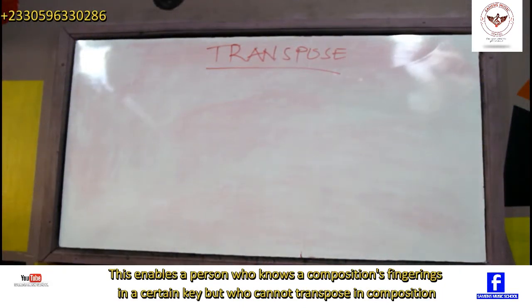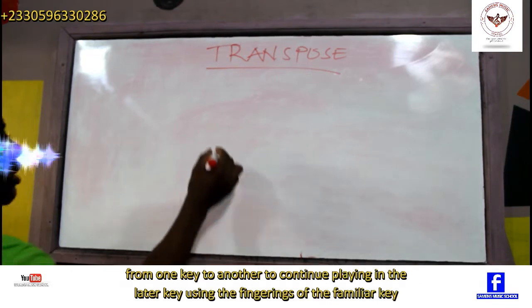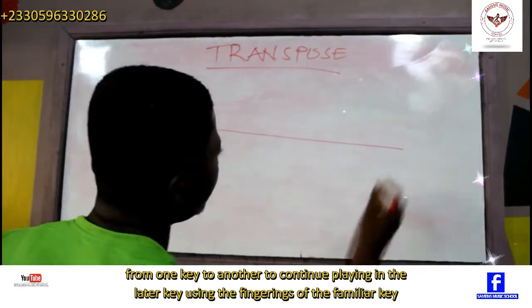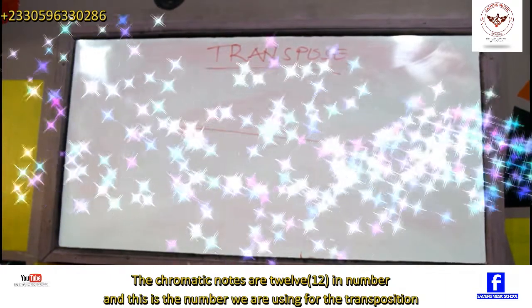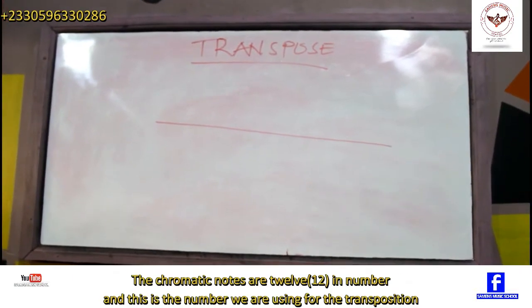So let's start. Today I'm going to do all my illustrations with a normal thing that you already know of. That's the number line we learned in school. I'm using the number line. Transpose is all about this. We have 12 chromatic notes as we learned in the previous lesson, and those are the notes we are going to use.